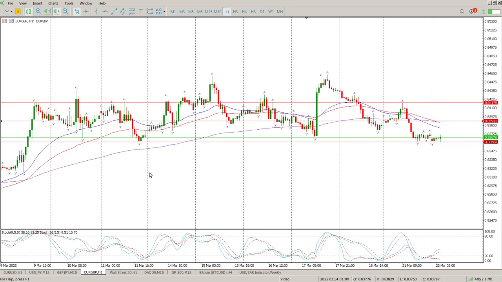Anyway, that's kind of my view on Forex today. It is starting to heat up quite nicely, and some decent trades starting to materialize.